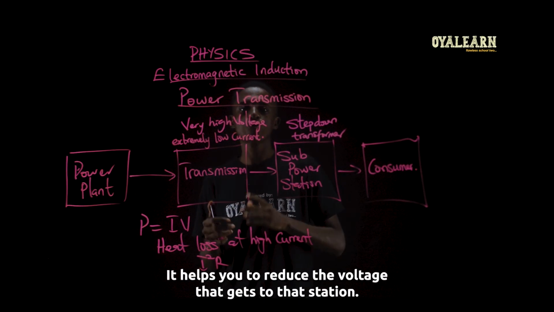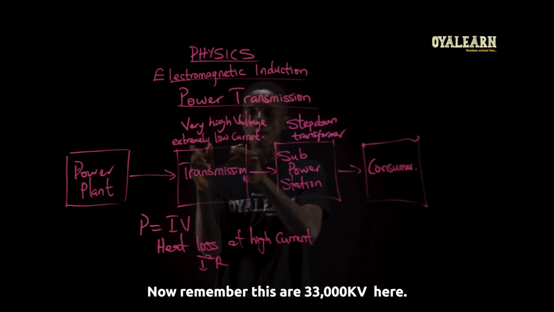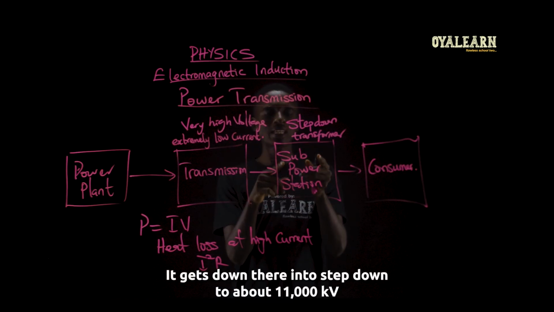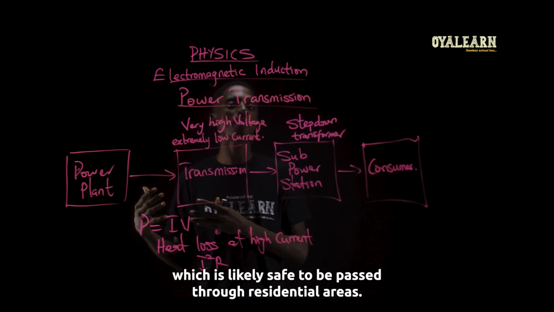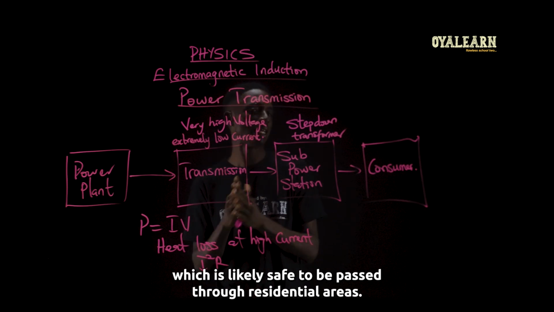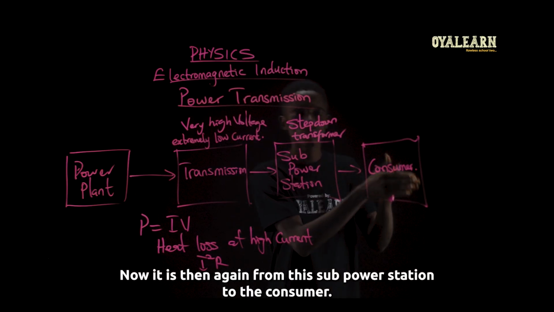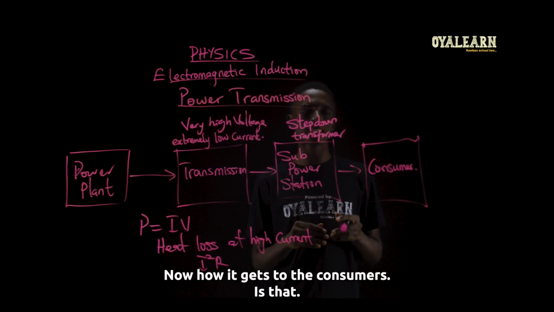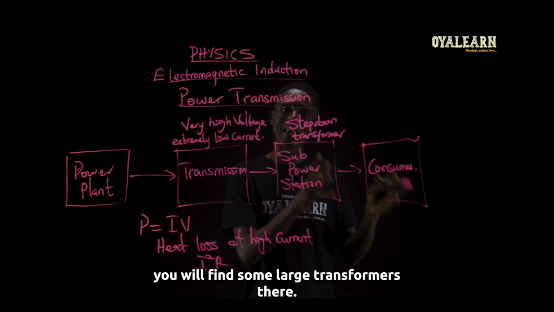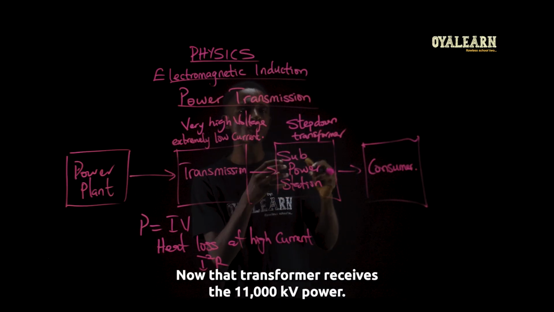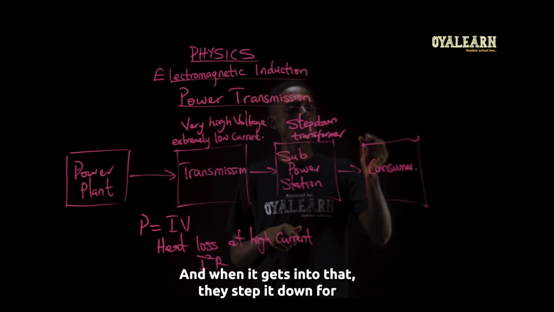You already know what this step down transformer does. It helps you to reduce the voltage that it gets to that station. Now remember, this is at 33,000 kVA. It gets here and then it is stepped down to about 11,000 kVA, which is slightly safe to be passed through residential areas. It is then taken from this sub power station to the consumers. Here in Nigeria, virtually every street you get to, you will find some large transformers there. That transformer receives the 11,000 kVA power, and when it gets into that, they step it down further.